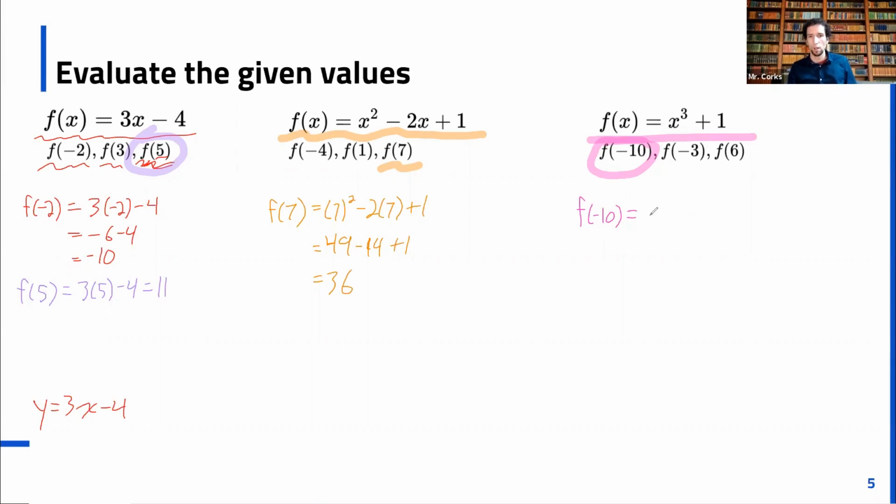All right. So negative 10 cubed plus 1. So 10 cubed is 1,000. And then we have a negative, but it's an odd exponent. So it's going to stay negative, plus 1, 999. Okay. So that's it. Function notation, that's all that's happening. We just say, when we see something like one of these, just evaluate the function when x is equal to whatever the thing is in that function.